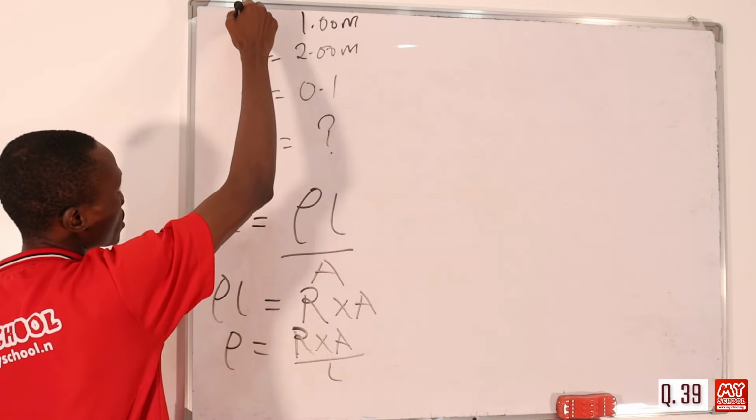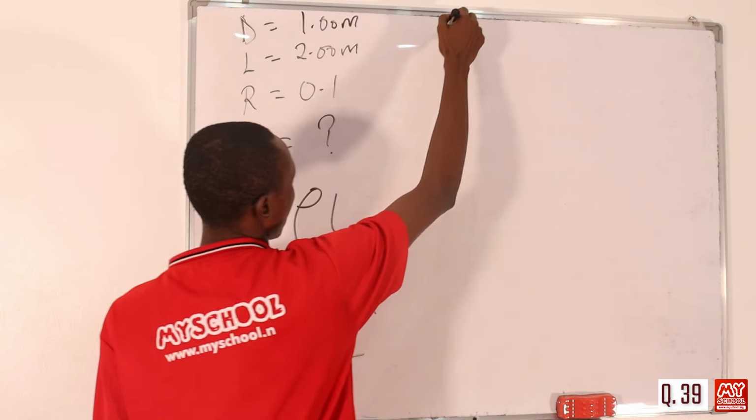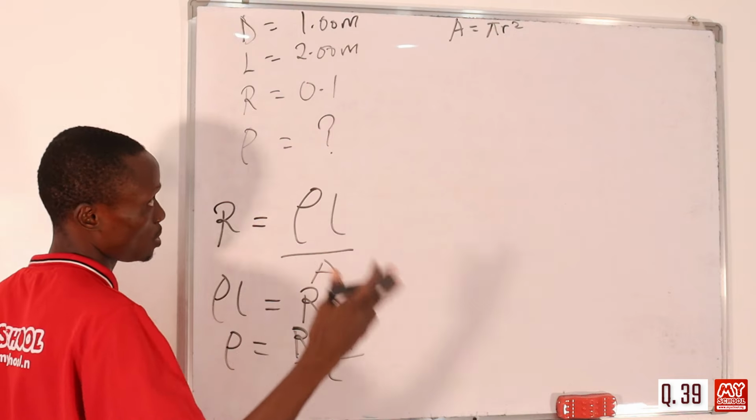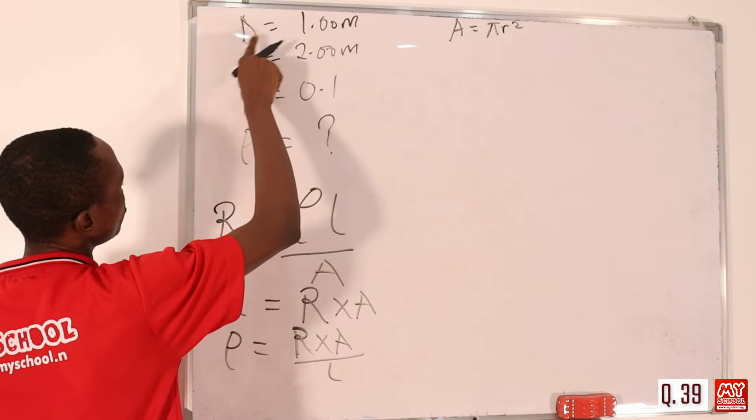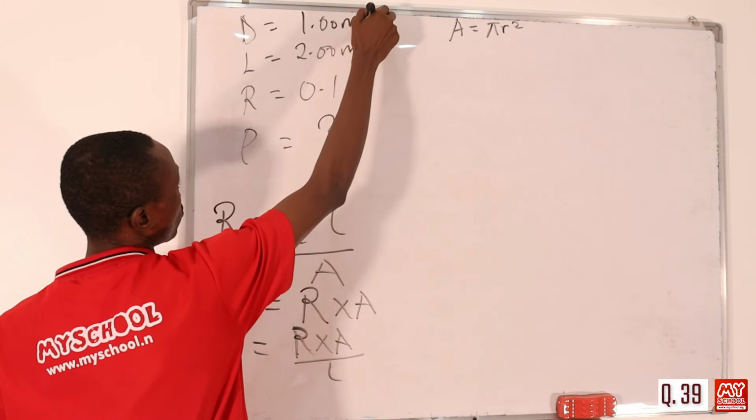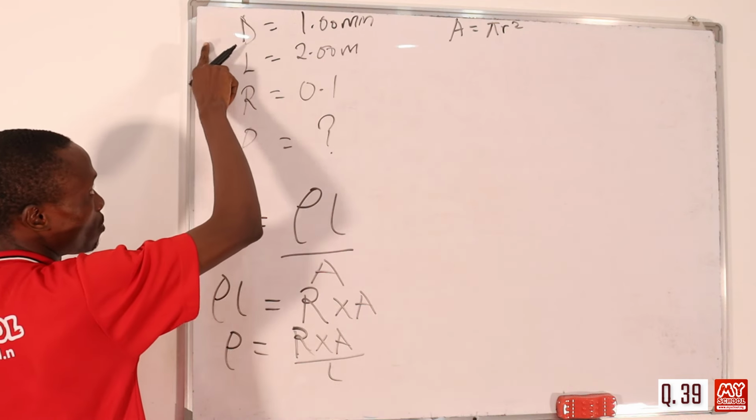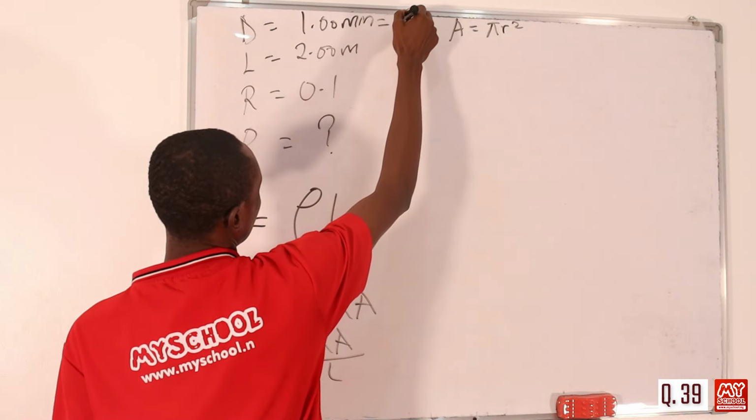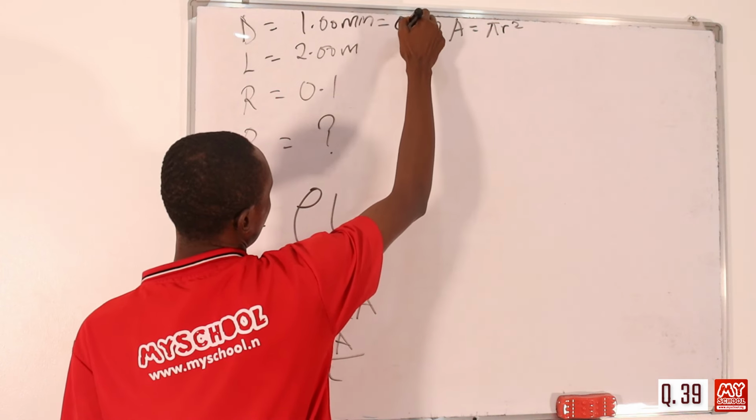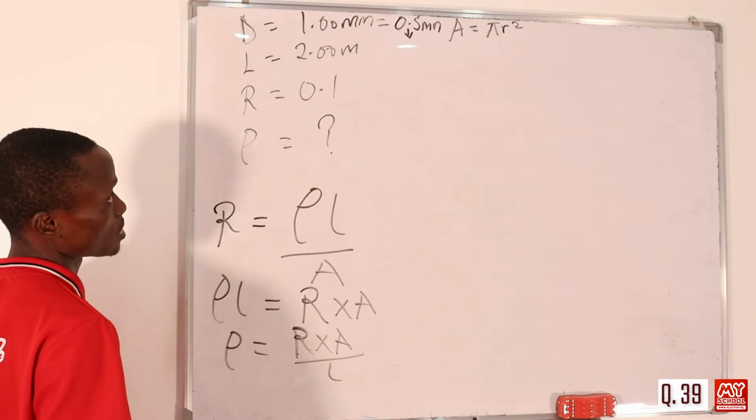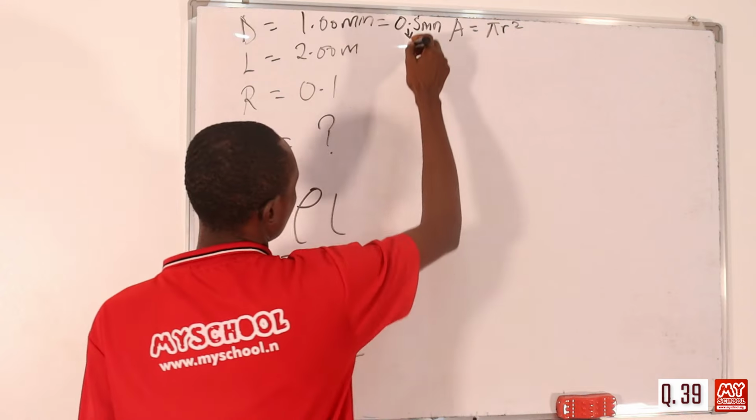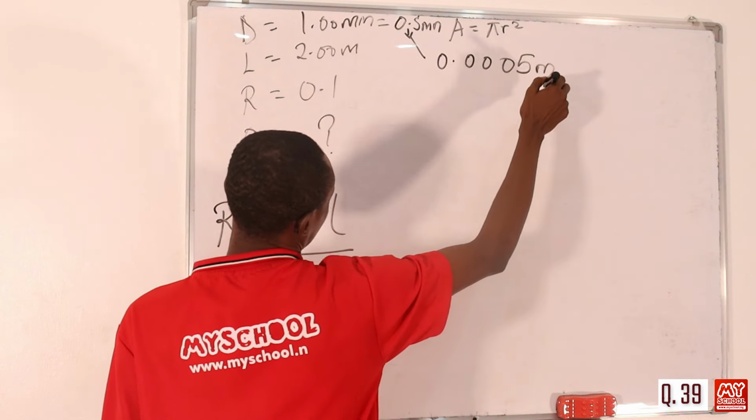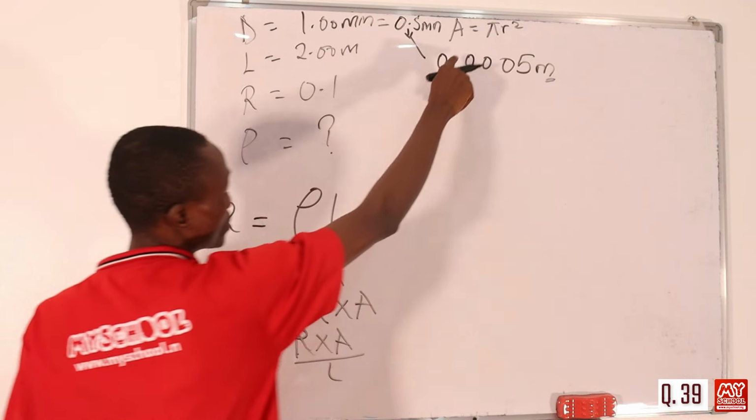But our diameter is given to us; because of the area, we have to calculate for area. Remember that area is equal to pi r squared. Now the wire is assumed to be circular in shape. Our diameter is given in millimeters, so we have to convert it to meters. Remember that radius is equal to diameter divided by 2. So if we divide 1 by 2, we'll have 0.5 mm. But this 0.5 mm, we have to convert to meters by simply dividing by 1000. So if we divide by 1000, we'll have 0.0005 meters.